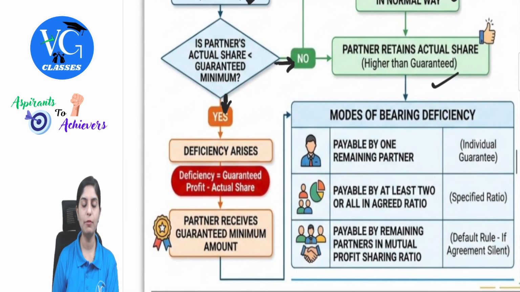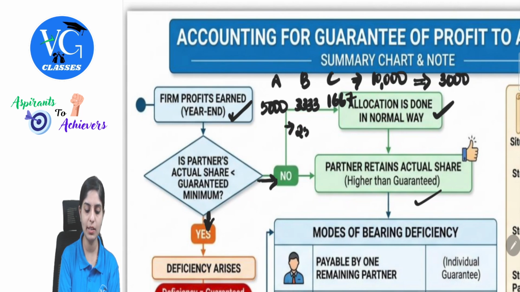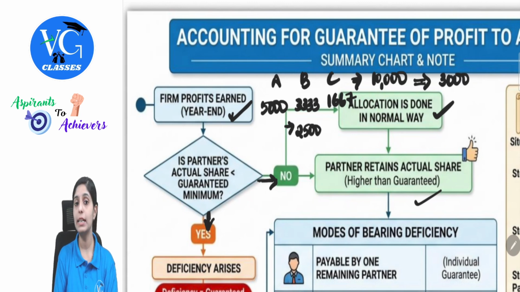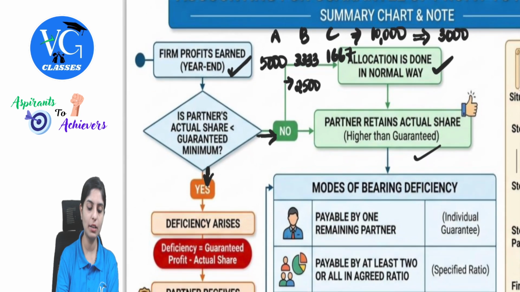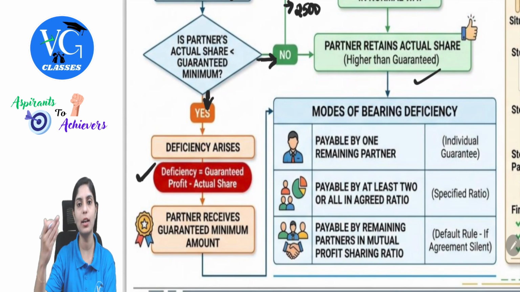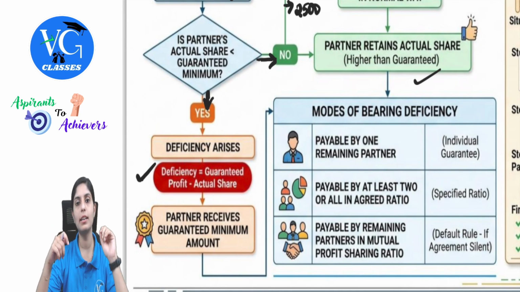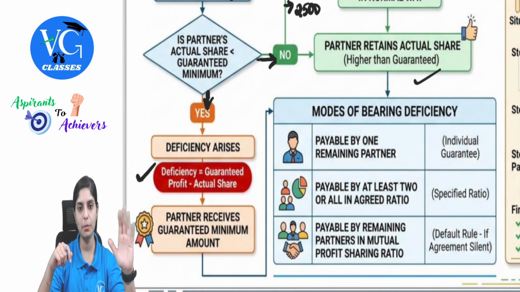Now, if there is a case of deficiency, what does deficiency mean? Assume, for example, the guarantee given to Mr. B was 3,000. So in this case, instead of B getting 3,333, assume B is just getting 2,500. So there was a guarantee which was assured for 3,000. There is a shortfall. This shortfall is called deficiency. What is this deficiency? Guaranteed profit minus the actual share. What was the guaranteed profit? 3,000. But what is the actual share they are getting? 2,500. So deficiency here will be 500.